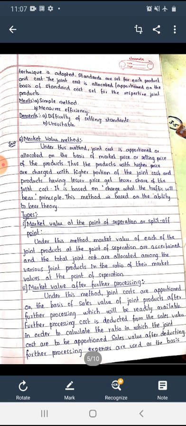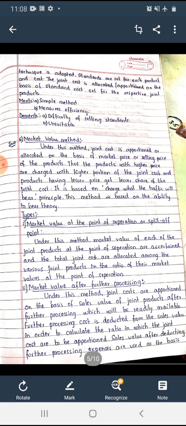In other words, this method is based on the ability to bear theory, which means that each product should be charged with the cost it can bear on the basis of its ability to bear the cost. On the basis of their selling price, we are deciding the joint cost. Under the sixth one there are three methods, the types of market value method. Joint products may be sold either immediately at the separation stage or after further processing.